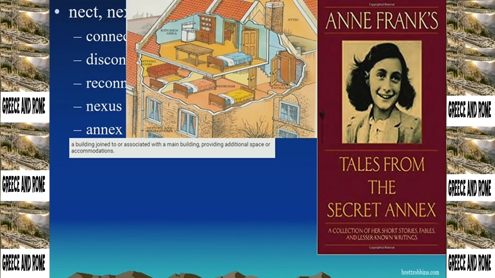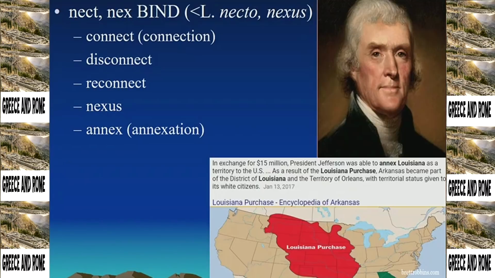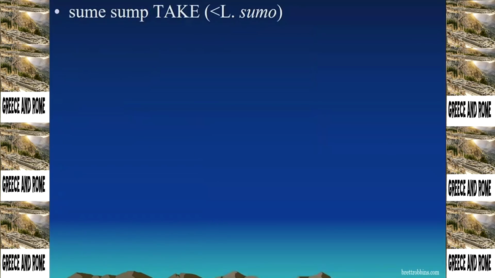Okay, a building joined to or associated with a main building, providing additional space or accommodations, and that is the secret annex there at the top of the house that Anne Frank and her family were hiding in. And that's why it's called that, because it's connected to the rest of the house. The idea of the annexation of various, what would eventually become new states of the Union, the Louisiana Purchase, just means the connecting to the states that already existed. Okay, so that's why, and you know how that works because of the ION suffix that we painstakingly learned along with all the others that we learned. Okay, so annexation, annex, and good enough for that.